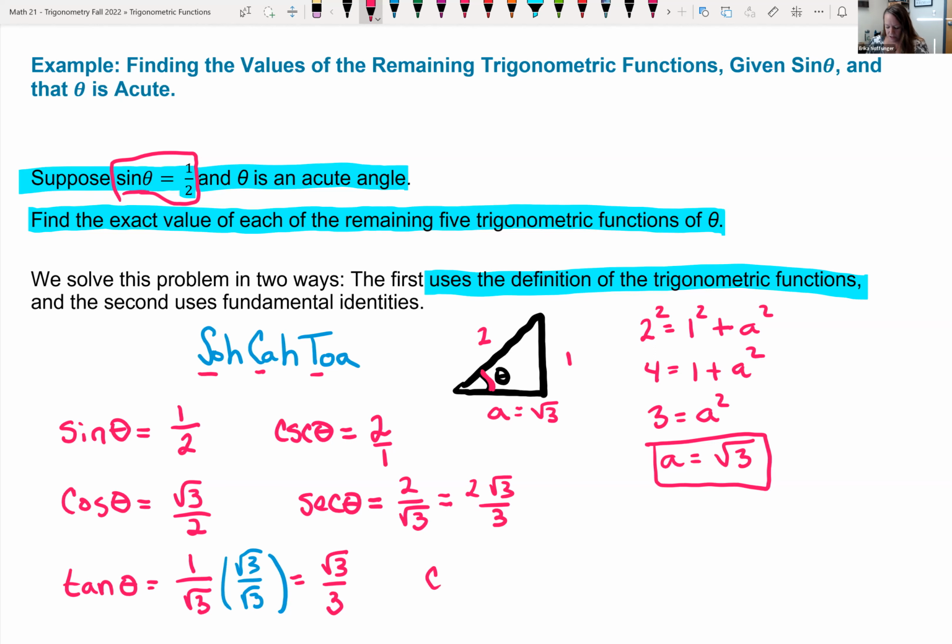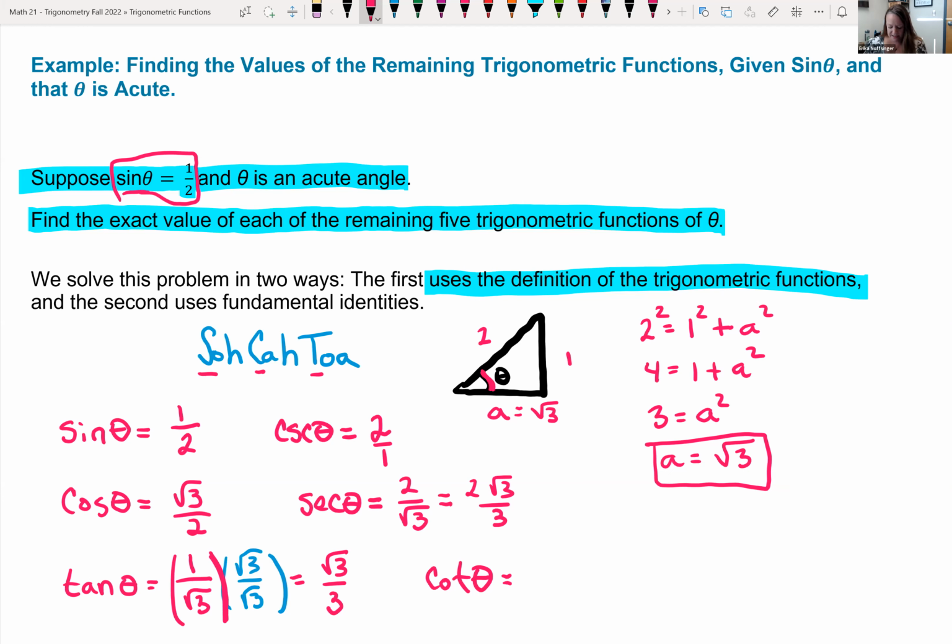And then the last one, cotangent theta. This is the reciprocal of tangent theta. I'm going to leave it in the form before I rationalized it, just so I don't have to re-rationalize the denominator. So flipping 1 over root 3, we get root 3 over 1. So we found the remaining 5 trigonometric functions given one of them.